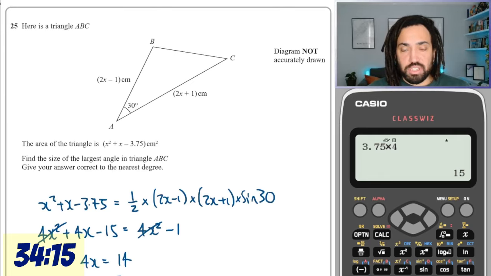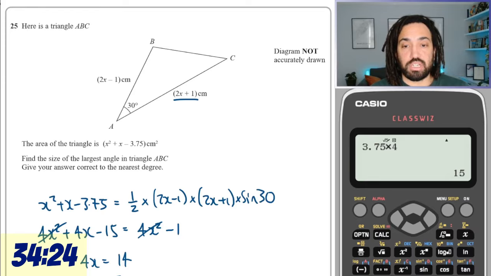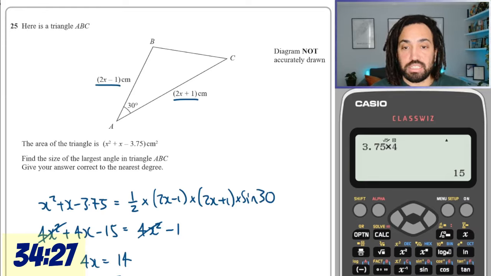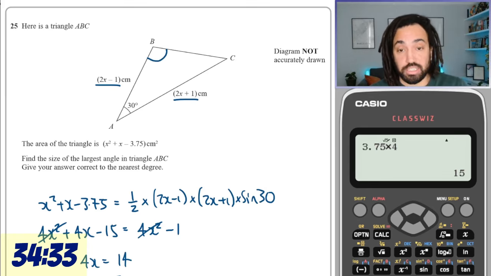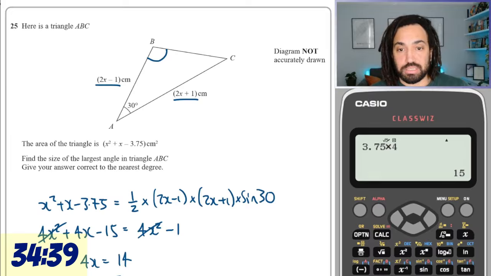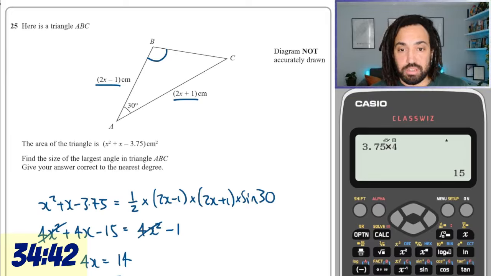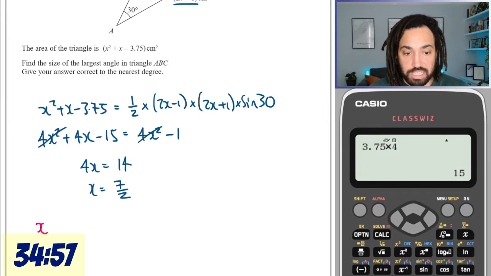But it says find the size of the largest angle. Okay, well look, if x is 3.5, this side is the longest side, because it must be longer than that. And this angle here, therefore, must be the largest angle because it has to be opposite the largest side. But does that help us? Not really, does it? Because we can't use the sine rule unless we have this side here. So we've got to find that side first. So we have to use the cosine rule to find that side.